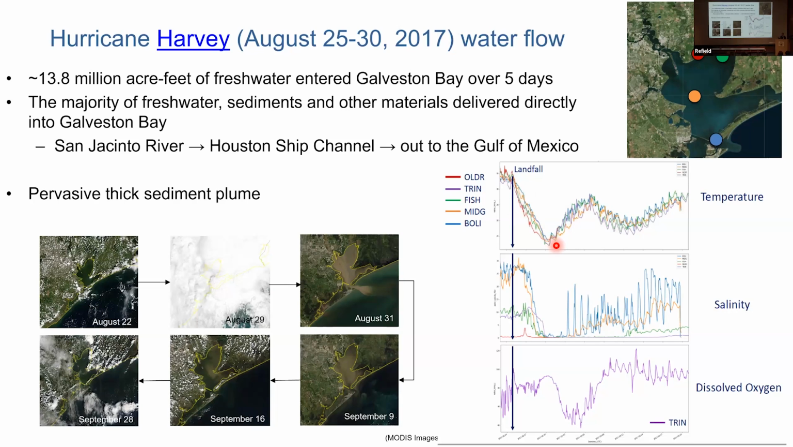The temperature dropped, because the rainwater was colder than the normal, very hot bath water that is the Galveston water, and then it went back up after a few weeks. The salinity during the first sampling was almost 0 throughout the bay. Usually you have a gradient from fresh water to marine water. It was gone. It was just fresh water. And the dissolved oxygen response came a little after. After the sediment was resuspended, not many phytoplankton were able to thrive, so the oxygen dropped and then it came back.